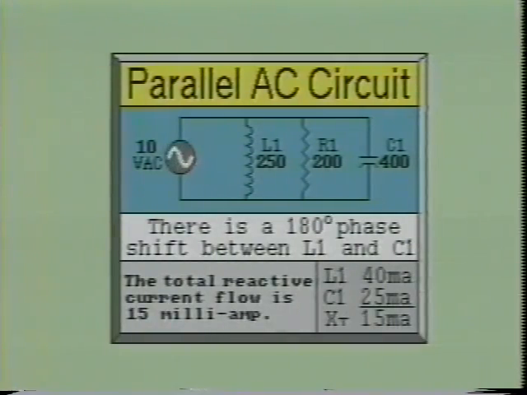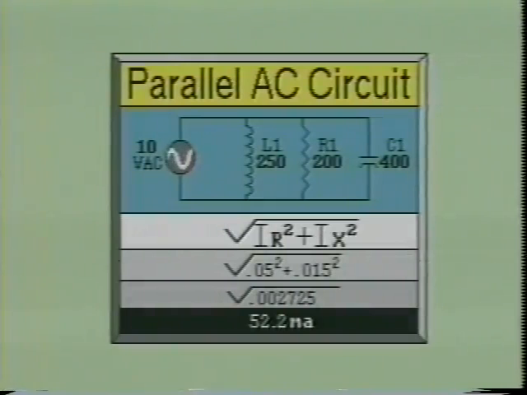Since the current flowing through the inductive branch and the capacitive branch are 180 degrees out of phase, we must subtract the smaller current from the larger current. This shows the total reactive current flow is 15 milliamps. Once we know the total reactive current flow and the current flow through the resistor, we use the formula square root of IR squared plus IX squared. Remember, IR is the current flow through the resistor, and IX is the reactive current flow. This will show there is a total current flow of 52.2 milliamps through the circuit.